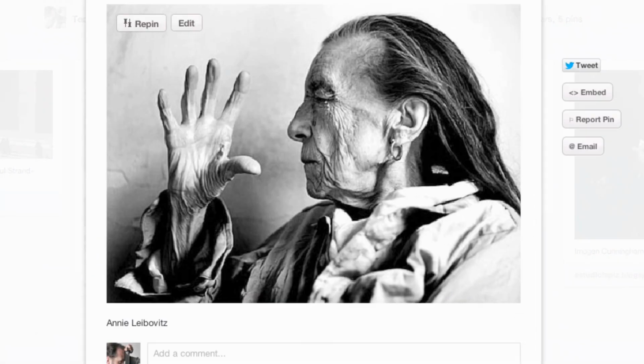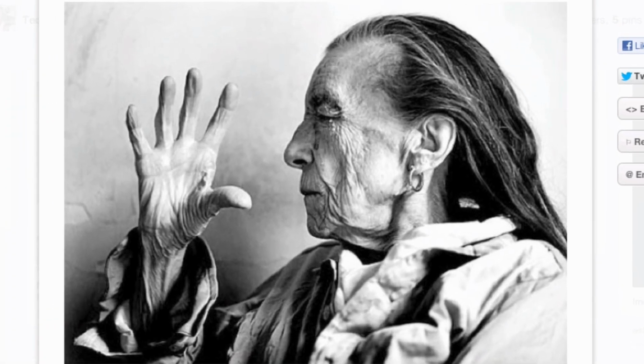Another great example here, and this is Annie Leibovitz. This is a much more recent image. She's filled the negative space. She's done two things here. She's filled it with the hand of this woman, which is amazing too, with the way the skin's wrinkled, the bone structure, and the subject's eyes are closed.